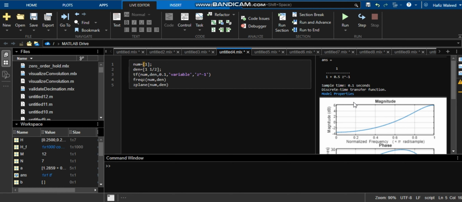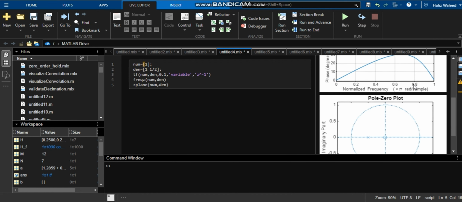The frequency function computes and plots the frequency response of the transfer function, illustrating how the system reacts to different frequencies. The Z-plane function generates a pole zero plot, visually showing the location of poles and zeros in the complex plane, which is crucial for assessing the stability and frequency response characteristics of the system. This is the output of this code.